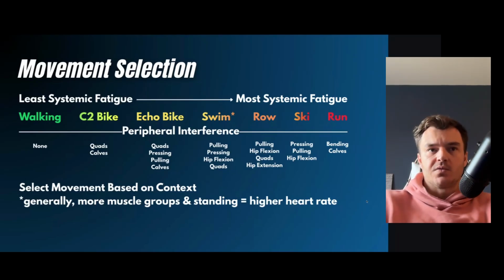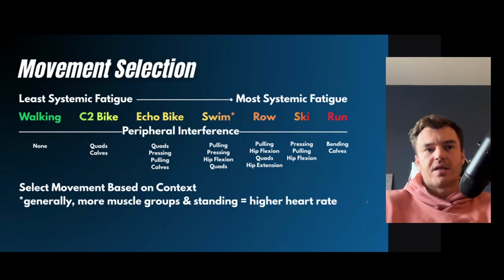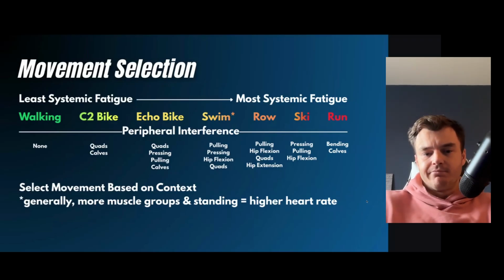And then running is going to be the most fatiguing. It's pretty high impact. There are eccentric contractions happening every single step that you take. And so that will lend itself to the most amount of fatigue of all of these different movements.